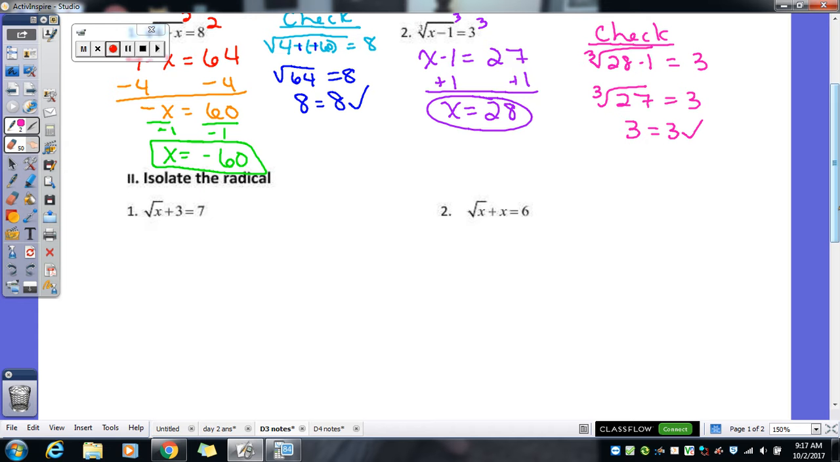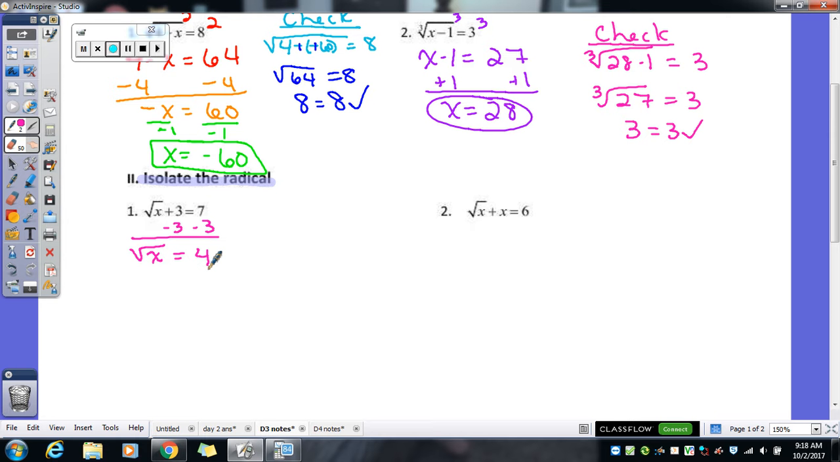So then our next type, the radical is not on its own yet. So what we have to do first is isolate the radical. You have to make it so that it is on its own. So here we have the square root of x plus 3 equals 7. First thing I have to do is subtract that 3 over. So then I get the square root of x equals 4.